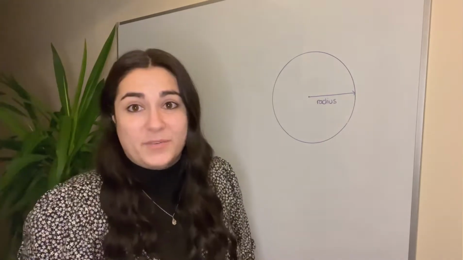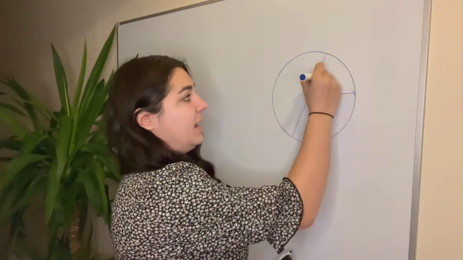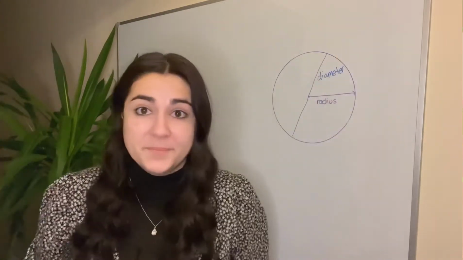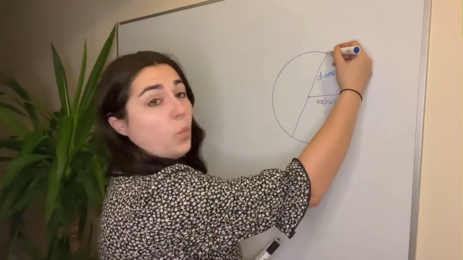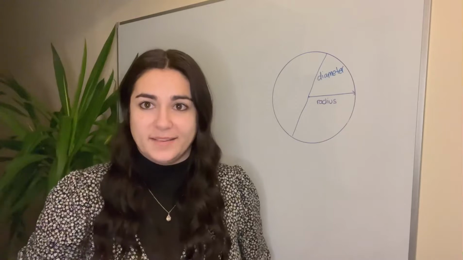The second line we really need to know about is the diameter. Okay, and the diameter is what we're going to be using primarily. So the diameter is a line from one edge of the circle to the other, going through the center.